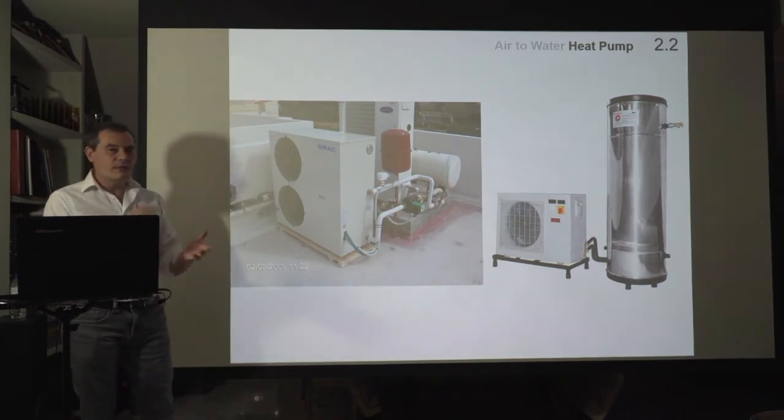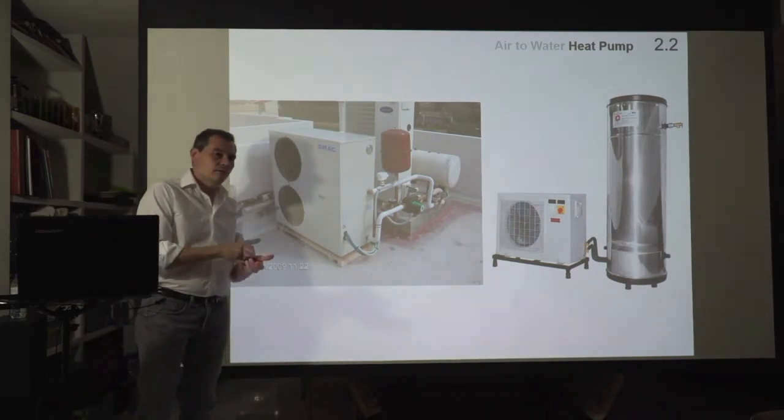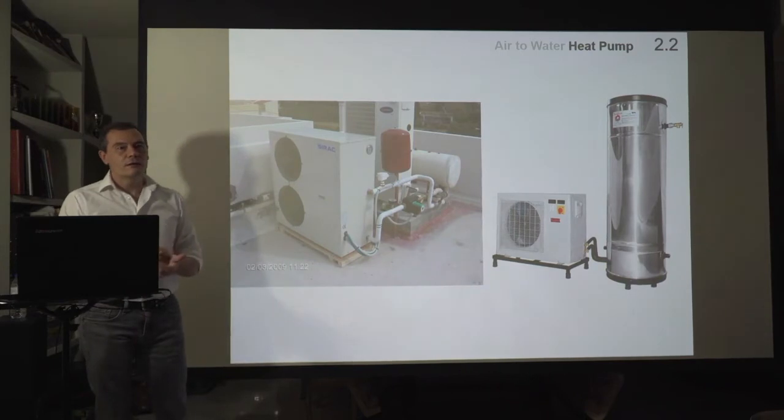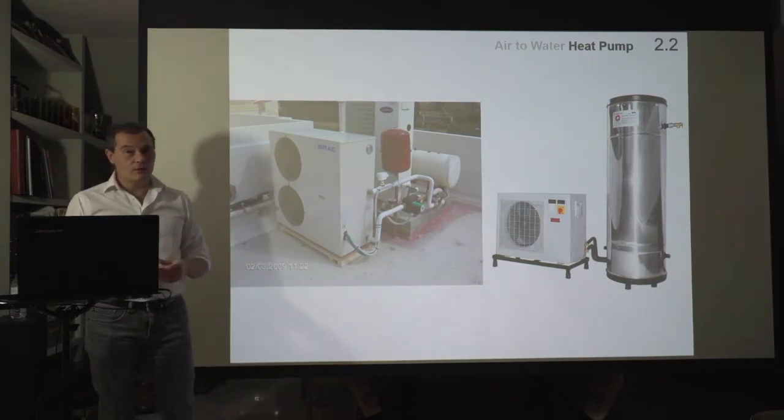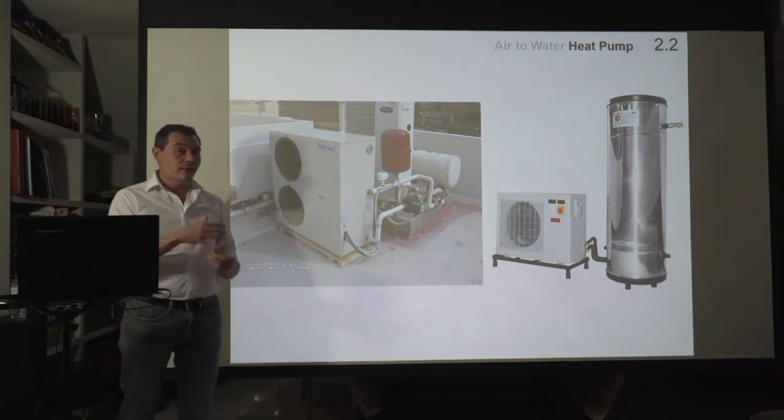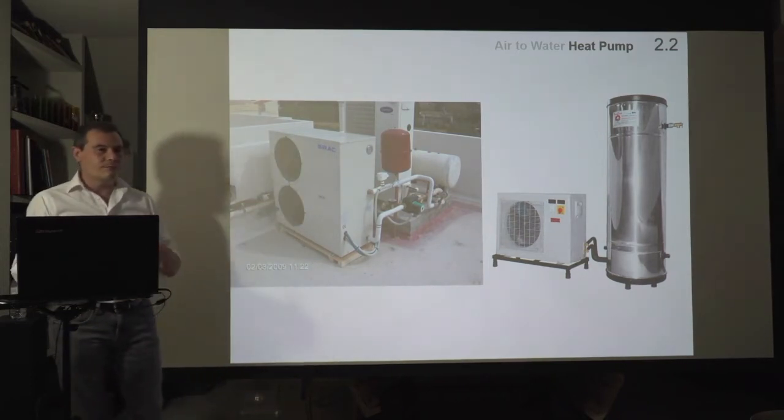The split system, the air-to-air split system, it's very straightforward. So that's why in single-family houses, if we want air conditioning or a cooling system, the best option is the split one, the air-to-air split systems, because it's easier to install and much more economic.